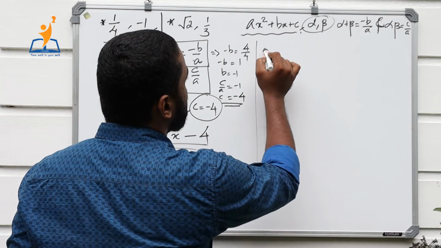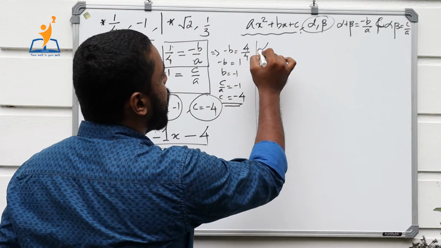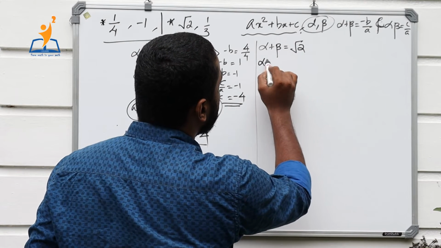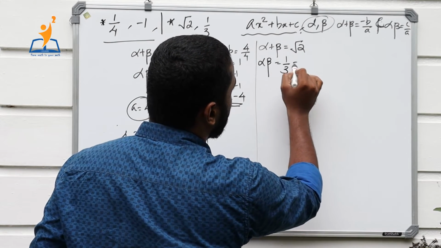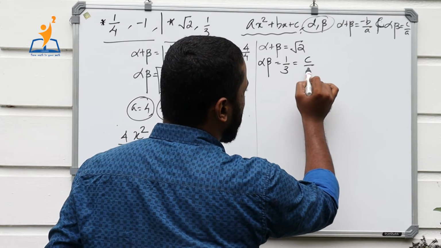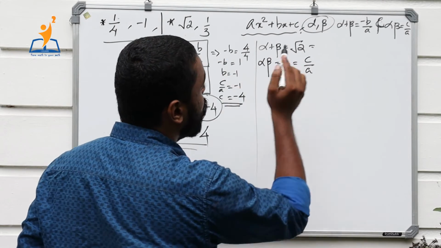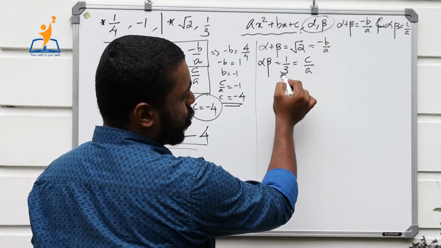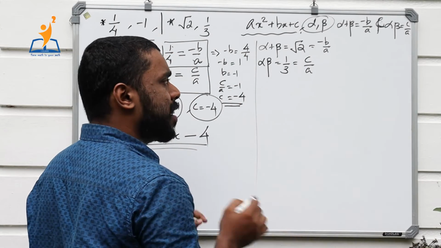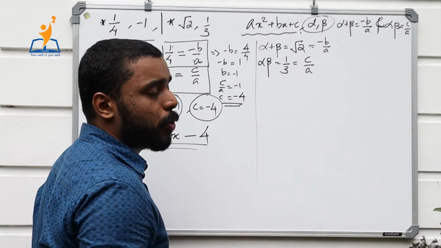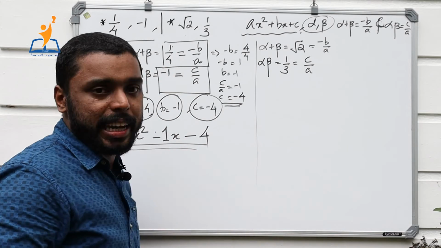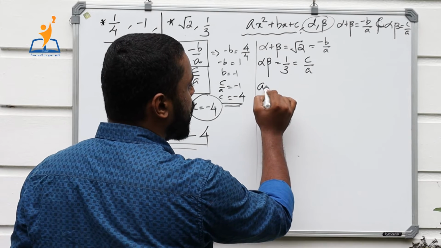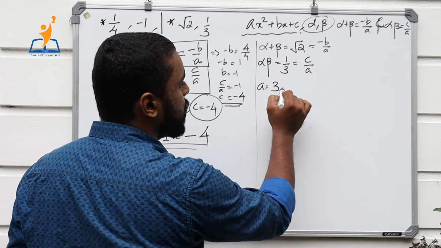In this problem, alpha plus beta is nothing but √2, right? And alpha beta is nothing but 1/3. We know that alpha beta is equal to c by a and alpha plus beta is equal to minus b by a. Now from this we can substitute any values for a, it doesn't matter. It will generate a corresponding value for c and minus b. In particular, here we can substitute a is equal to 3. Then definitely c is equal to 1.